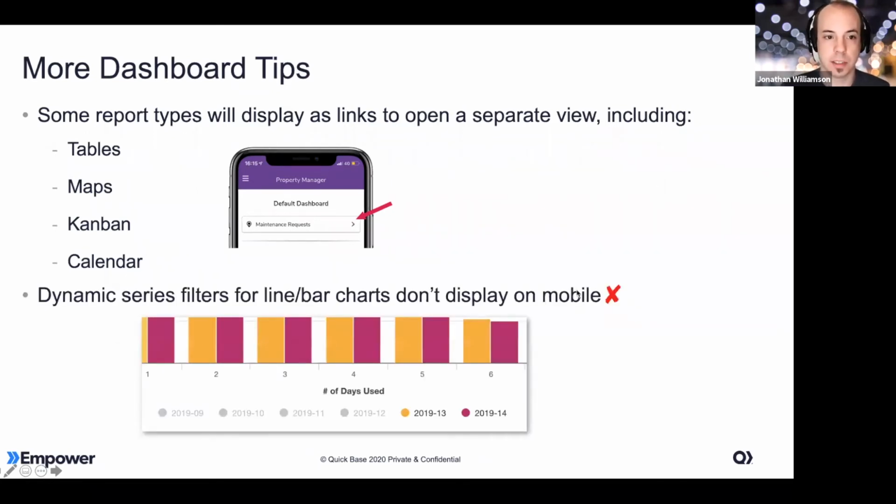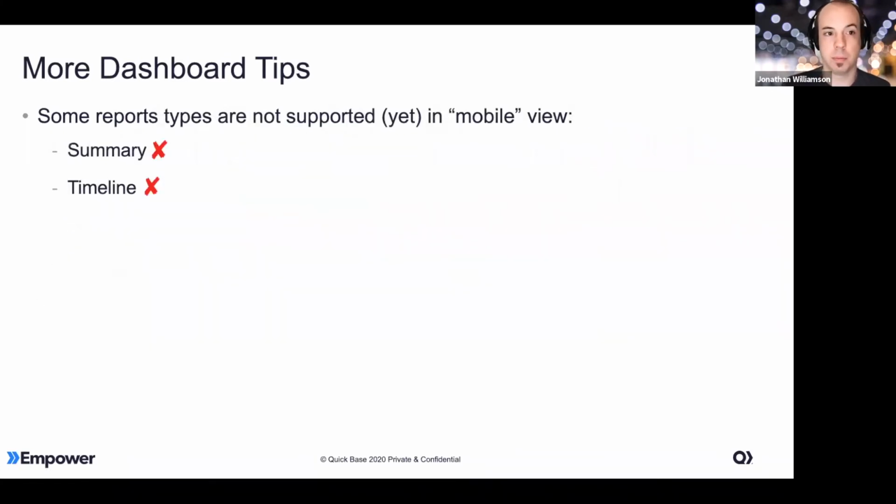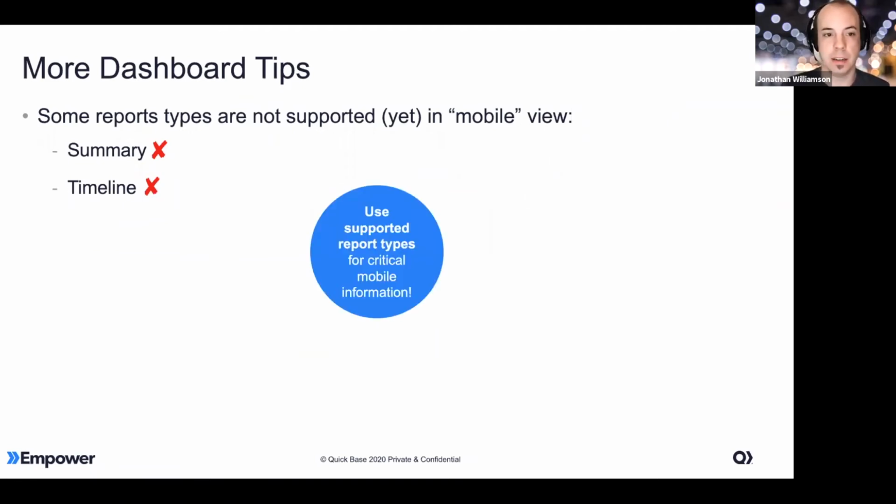Dynamic series filters for line and bar charts don't display on mobile. And some report types are not supported at all yet in the mobile view, for example, summary and timeline. So the key tip here is to use supported report types only for critical mobile information.